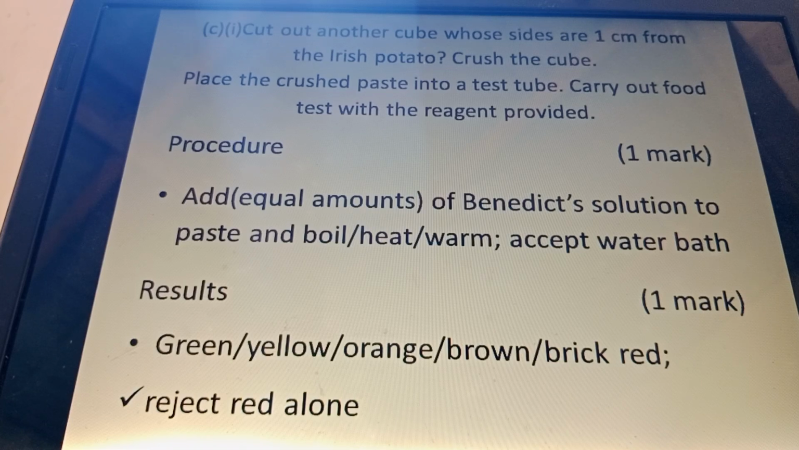Result: green, or yellow, or orange, or brown, or brick red, depending on the heating, how you heated. So reject red. It must be brick red. So any of those colors can be got depending on how you heated.